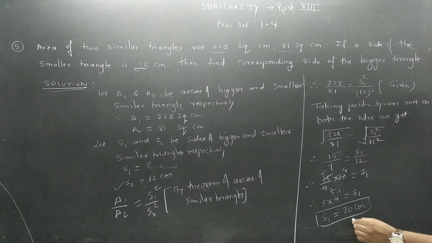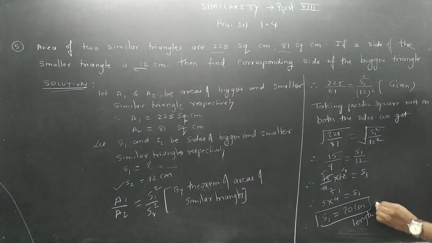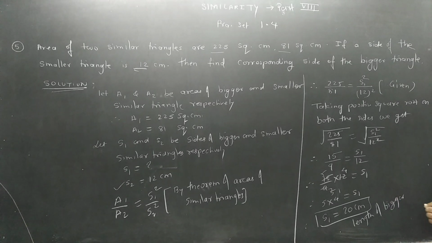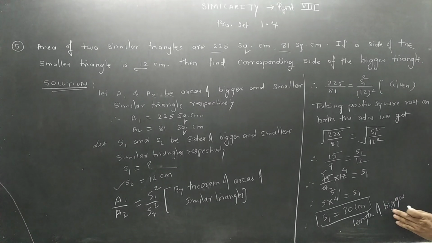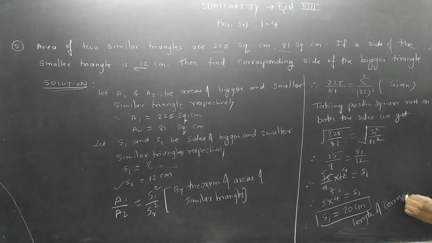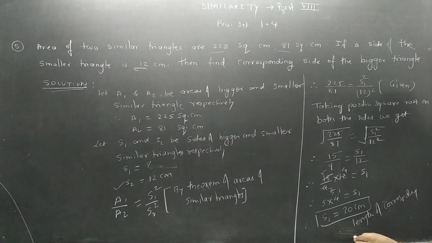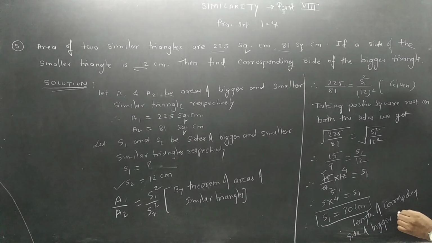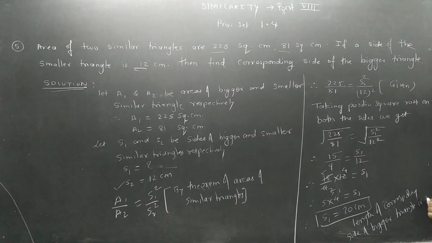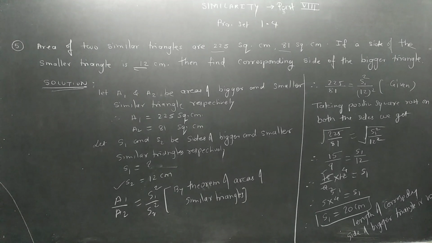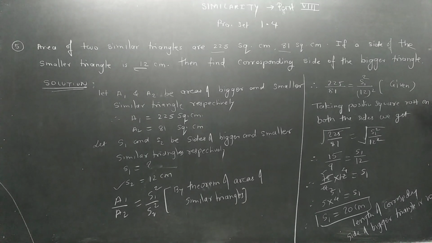So the length of the corresponding side of the bigger triangle is 20 centimeter. This is the final answer.